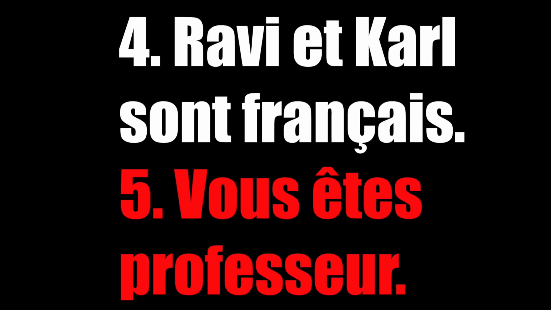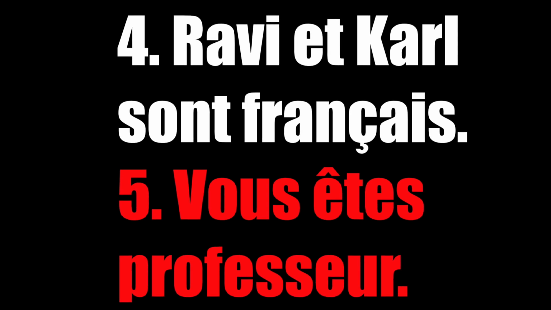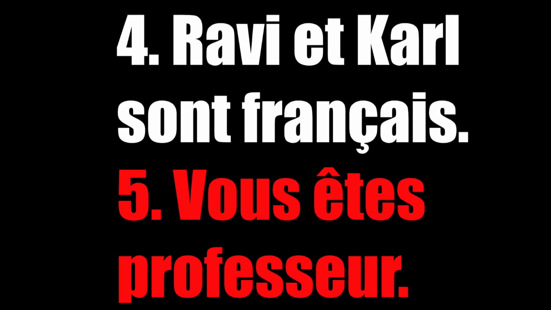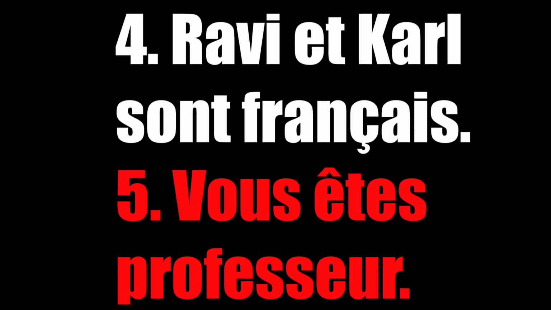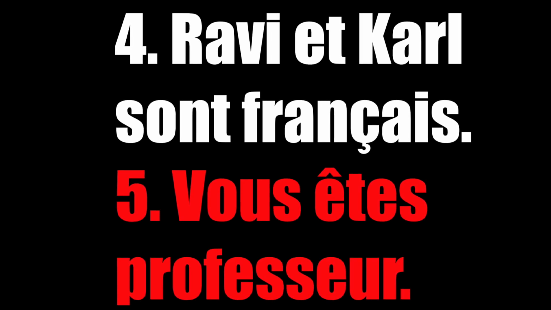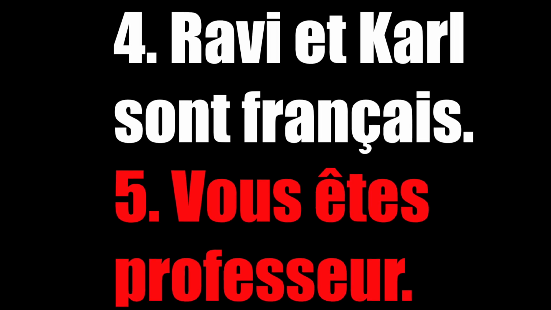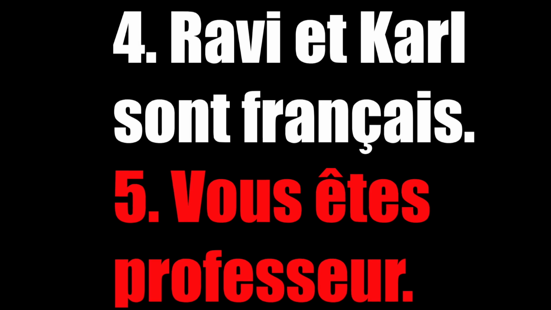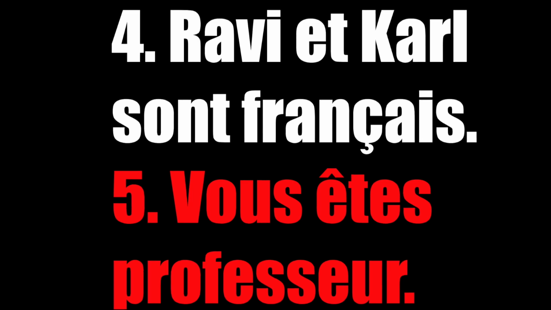Number 4 is Ravi et Carl sont français. Ravi and Carl are French. Number 5 is vous êtes professeur. So it means you are professor. You could make your own simple sentences with the auxiliaire être. I have not used any preposition or any sort of connectors other than et in these 5 sentences.